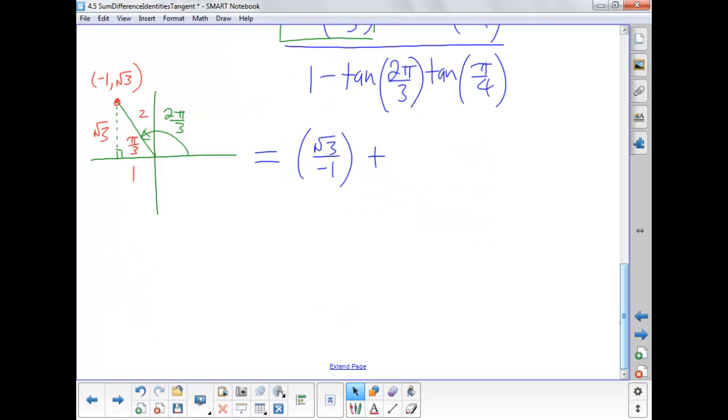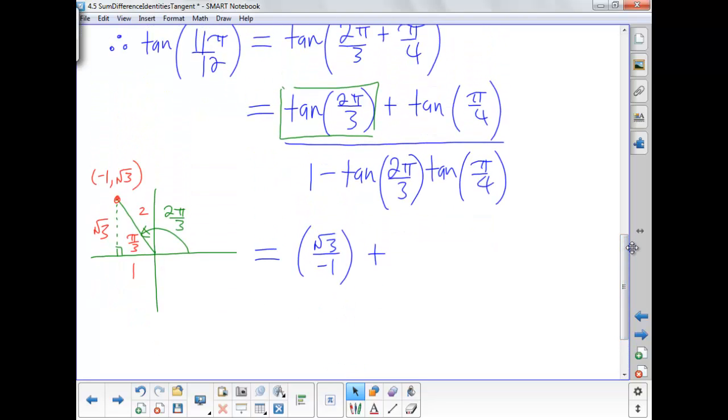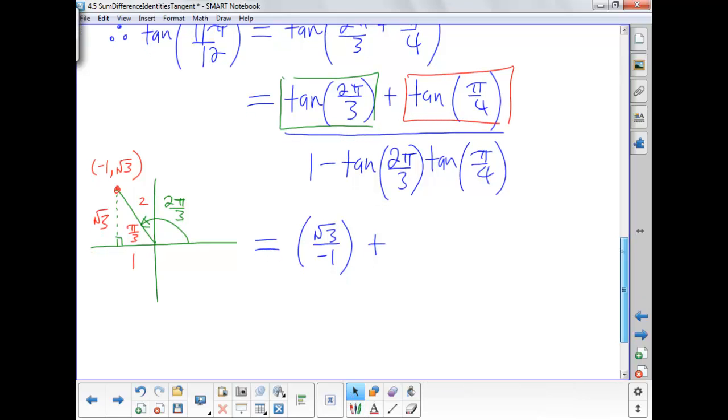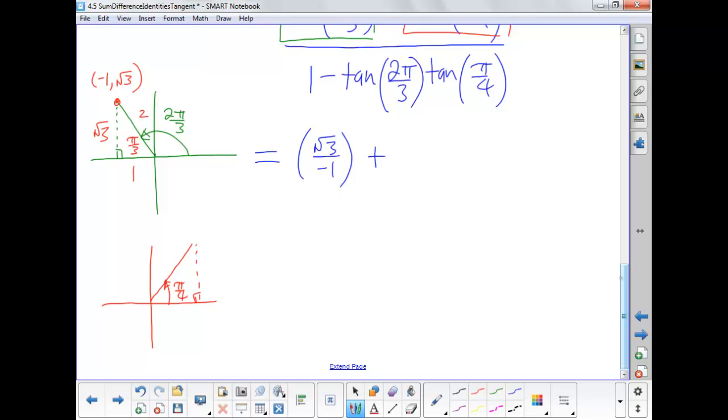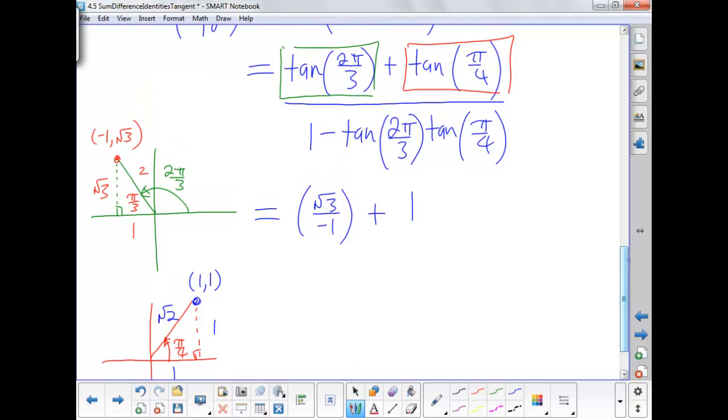Now for the other ratio, which is tangent of pi over 4, hopefully that one you could picture without a diagram, but I'll do a quick one just to help this along. So pi over 4 is in the first quadrant, which is right there. And if you draw in your triangle, as it turns out, if I picture opposite and adjacent sides, those would be 1. My hypotenuse would be root 2. So that point would be 1, 1. So the tangent ratio for pi over 4 is simply 1.